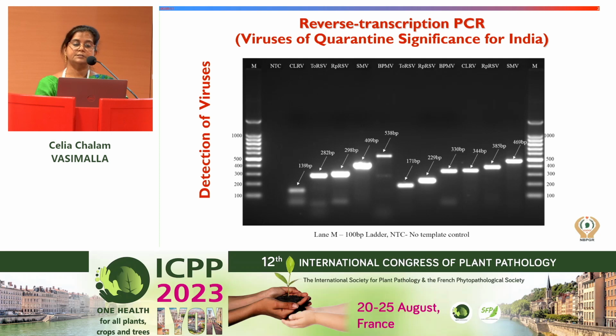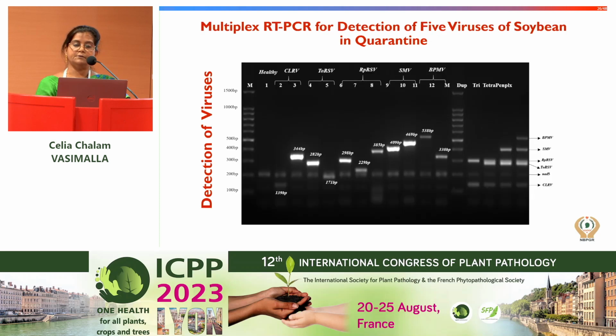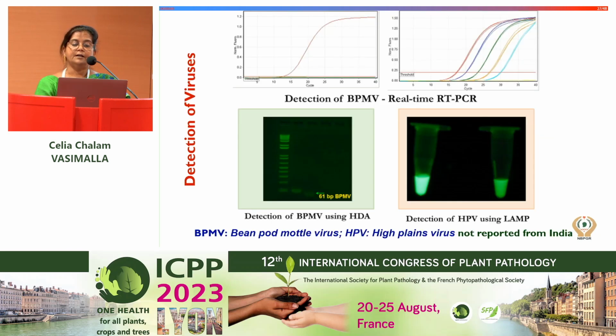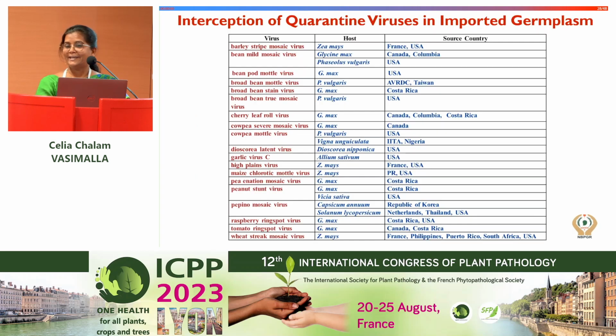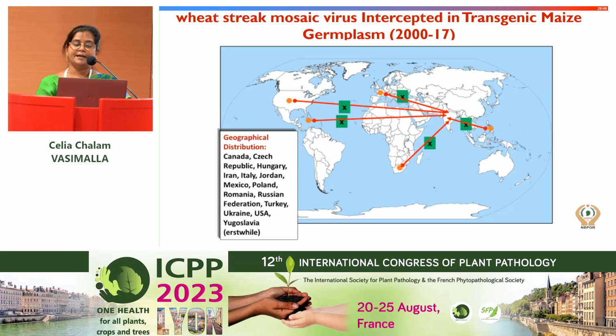These are some of the viruses: cherry leaf roll virus, tomato ring spot virus, raspberry ring spot virus, bean pod mottle virus. These are not reported from India. And also we have multiplex RT-PCR protocols. This is in case of soybean, 5 viruses simultaneously. And also we do have protocols for real-time RT-PCR, for example, bean pod mottle virus, and also helicase-dependent amplification, and LAMP, loop-mediated isothermal amplification. But don't think that we do all these techniques. We do only 2 techniques, and these are 19 viruses which are intercepted, and I'll just skip this.